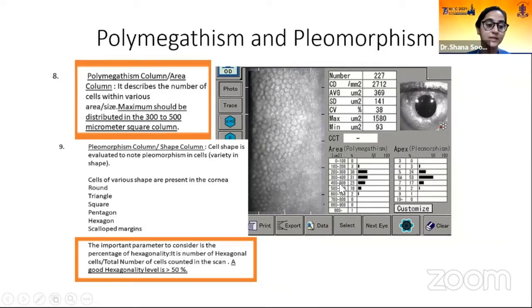The next phenomenon is the pleomorphism column. Cell shape is evaluated here to note pleomorphism, that is variety in cell shape. The cells of various shape in the cornea are round, triangle, square, pentagon, hexagon, and scallop margins. The important parameter to consider in this is hexagonality, that is 6A, a six-sided cell. A good hexagonality level is more than 50%, like here what you see is 53%.